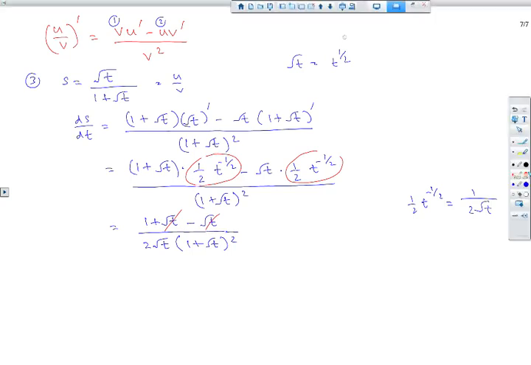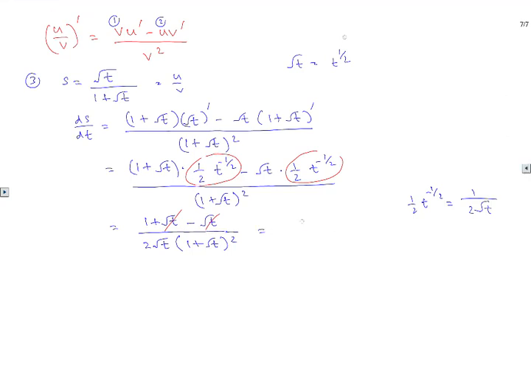So that means your final answer is 1 over 2 square root t times 1 plus square root t, whole thing squared. So that's much better. You can expand it, but you can also leave it like that. Or you can expand the bottom and then multiply by square root t. So that's another way to write this. Both are okay.